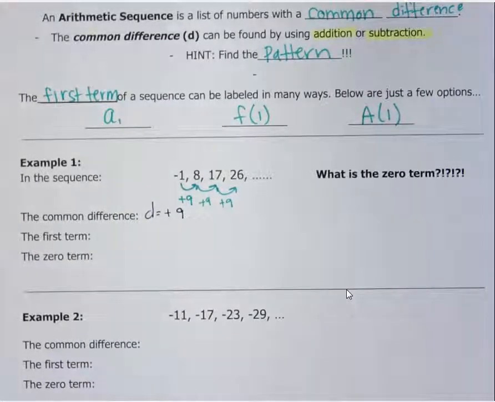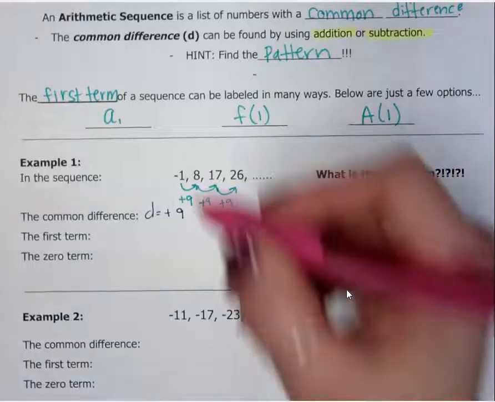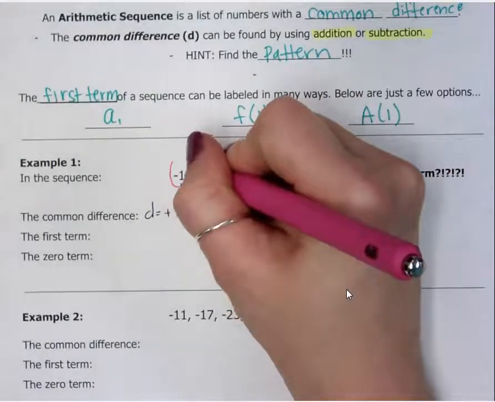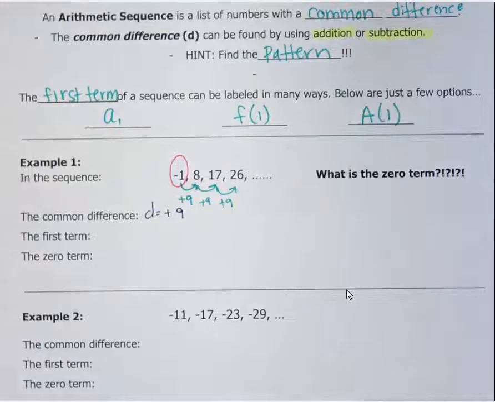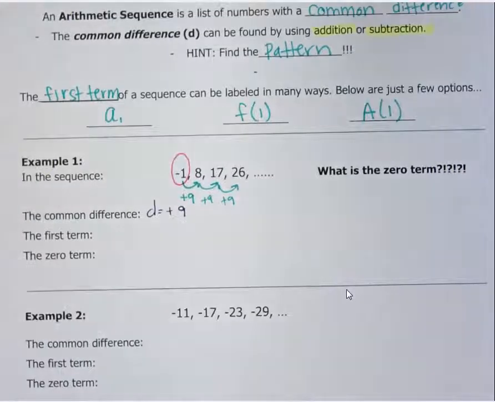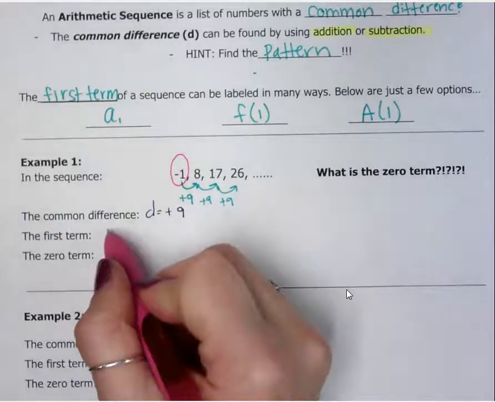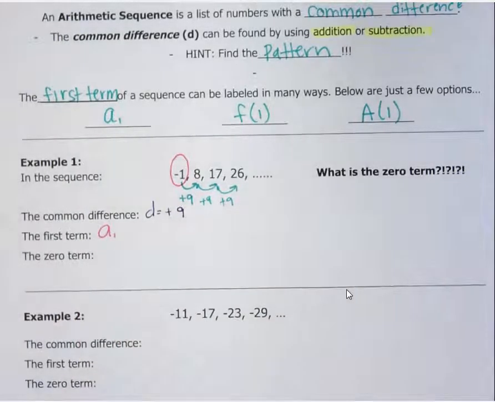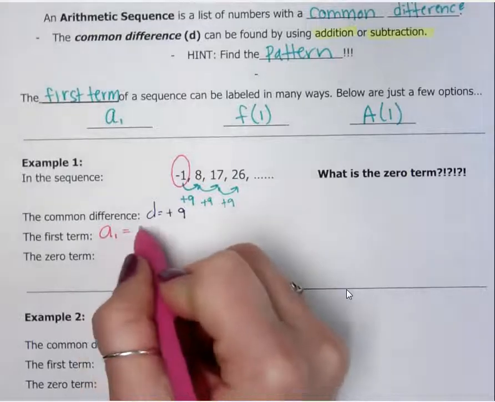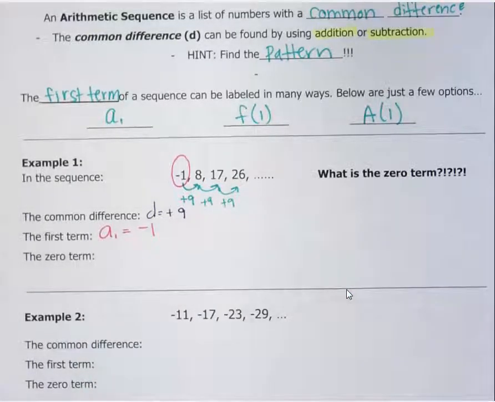My first term is really, really complicated. Really complicated. It is the first term. Like that's it. Like that's our answer. -1. But we're going to write it with our label. So A sub 1, meaning my first term is -1. Ta-da! Right? Not so bad.